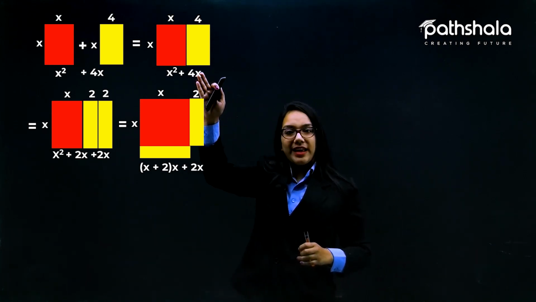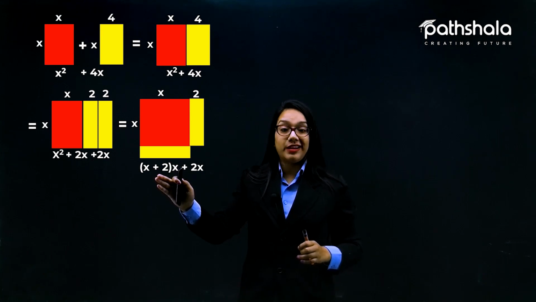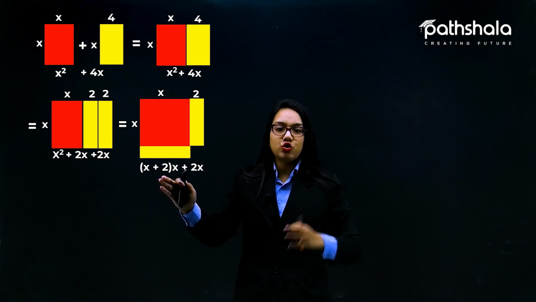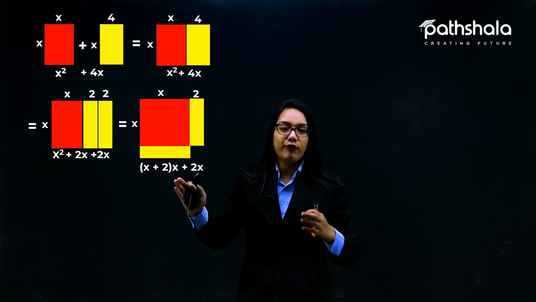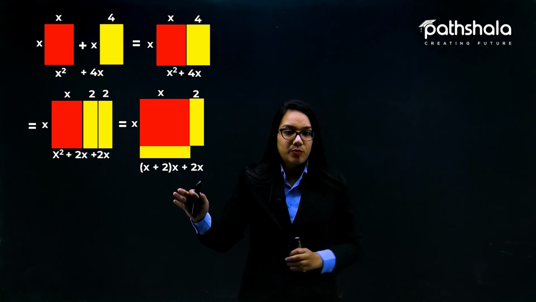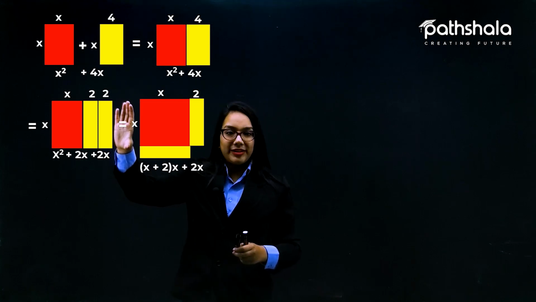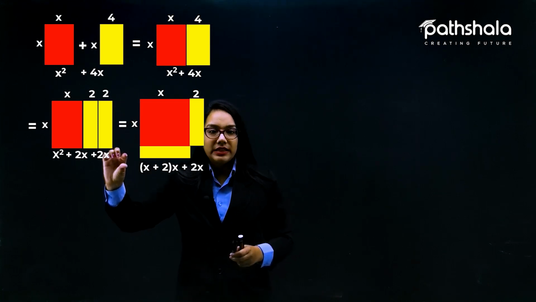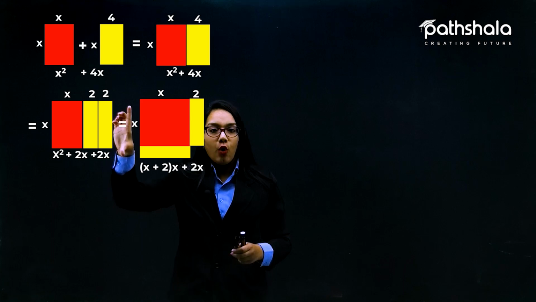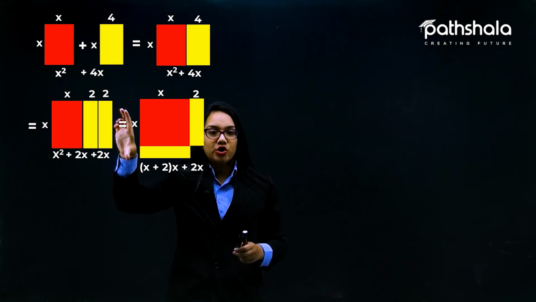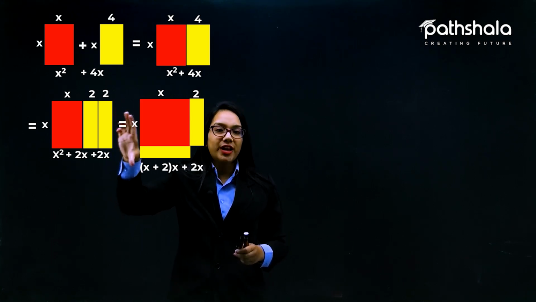So instead of writing x square plus 4x, I am writing it in the form of x plus 2 of x. We can write it in this particular form because we know that this is nothing but x side and this is nothing but 2. So the whole length would be x plus 2.